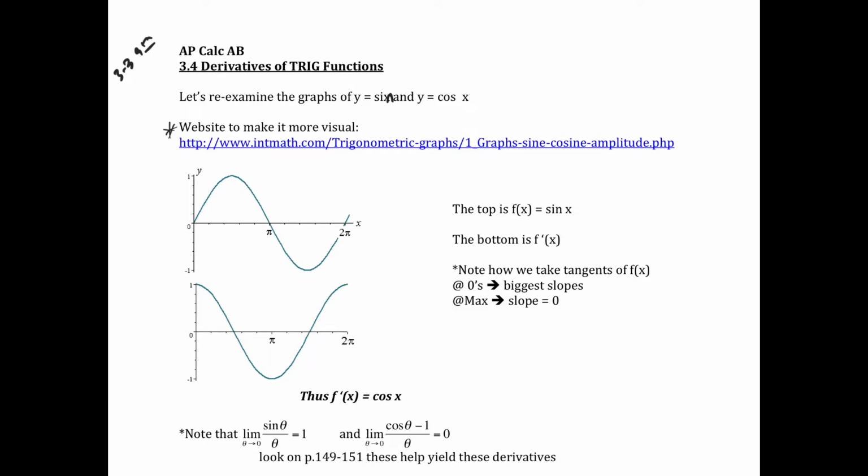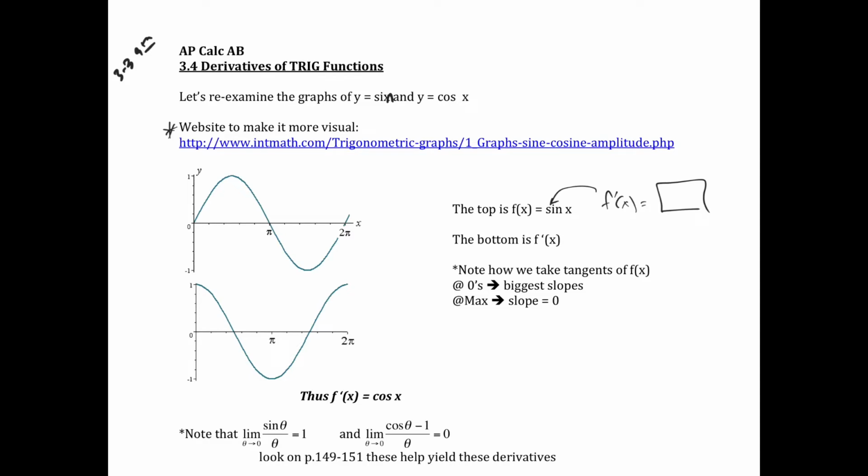And what I want to do now is take the derivatives of these. So we're trying to find out what the derivative of sine is. We are trying to find f prime of sine x, and we need to determine what that becomes. All right, so let's take a look here.